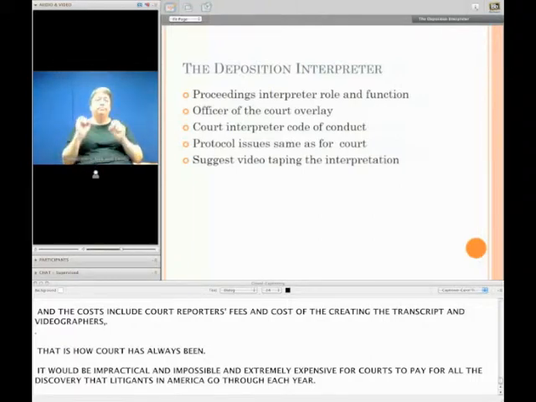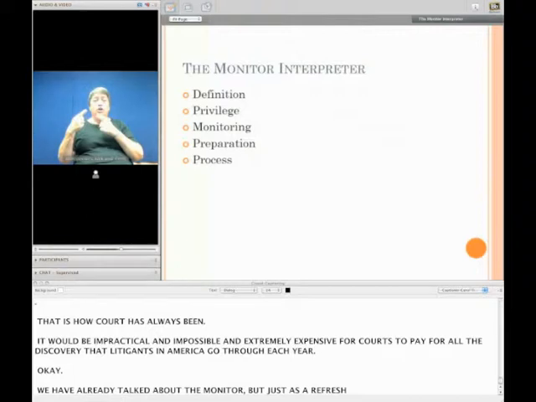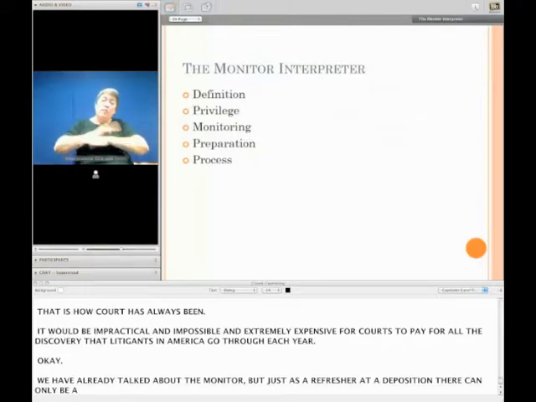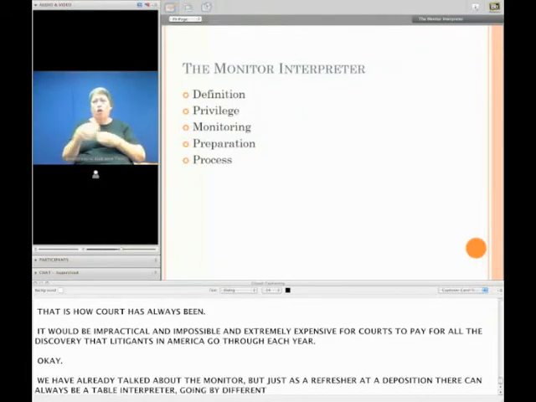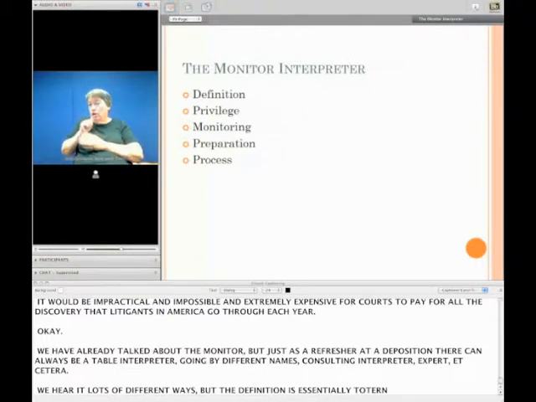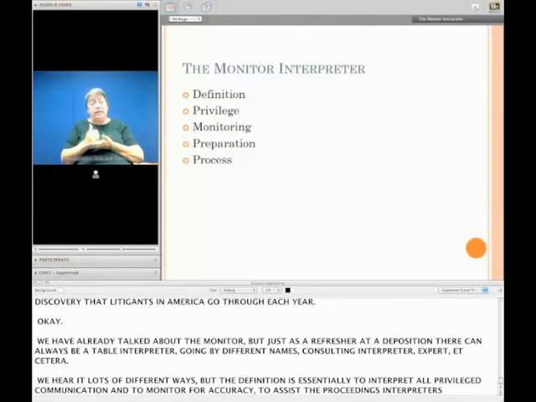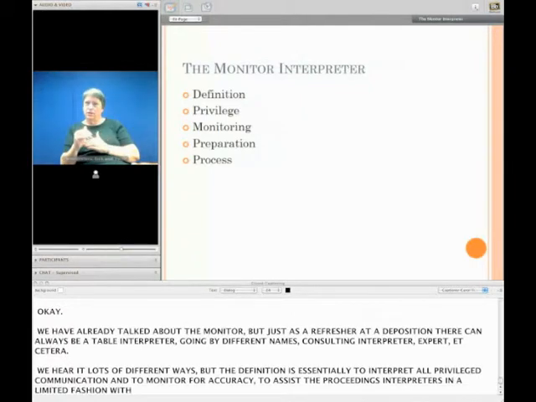Okay, we've already talked about the monitor, but just as a refresher, at a deposition there can always be a table interpreter. It goes by many different names: the monitor, law office interpreter, consulting interpreter, an expert. We hear lots of different ways, but the definition is essentially to interpret all privileged communications and to monitor the proceedings interpreters for accuracy, to assist the proceedings interpreters in a limited fashion with their preparation.